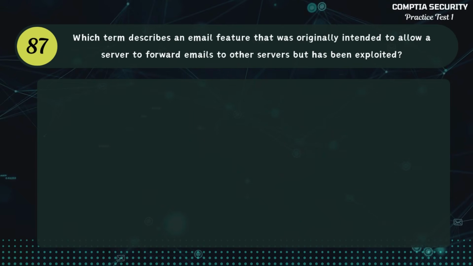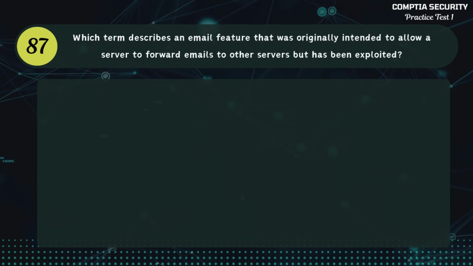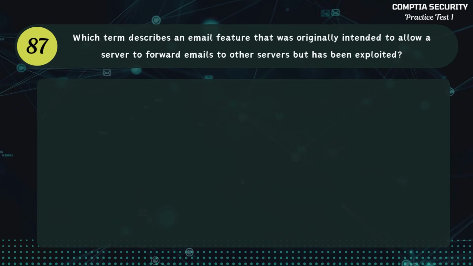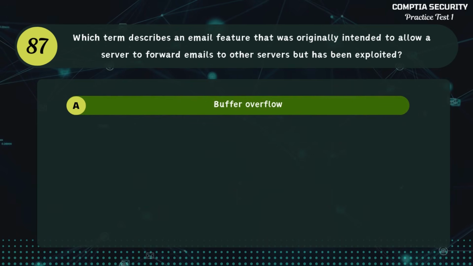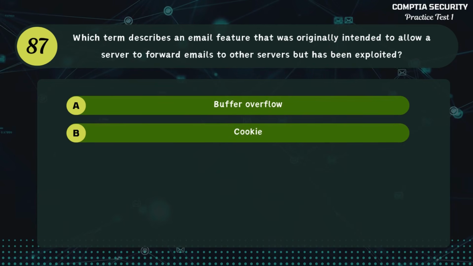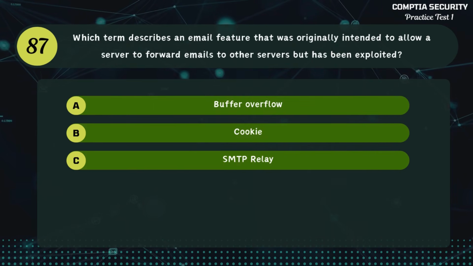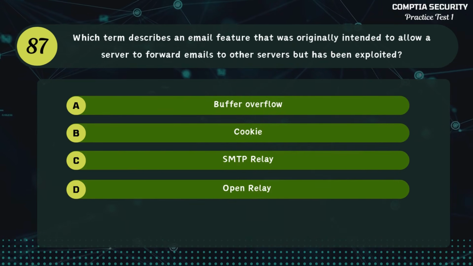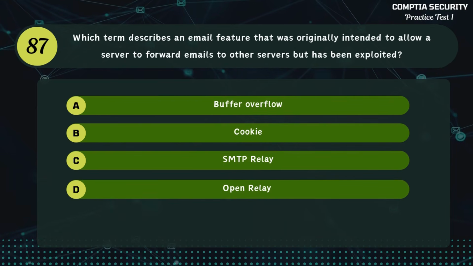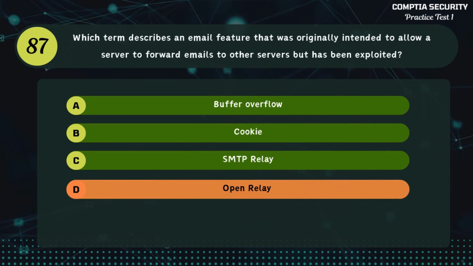Question 87. Which term describes an email feature that was originally intended to allow a server to forward emails to other servers but has been exploited? A. Buffer overflow. B. Cookie. C. SMTP relay. D. Open relay. Correct answer D. Open relay.